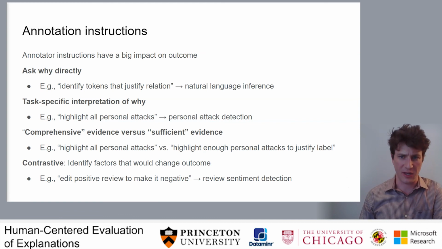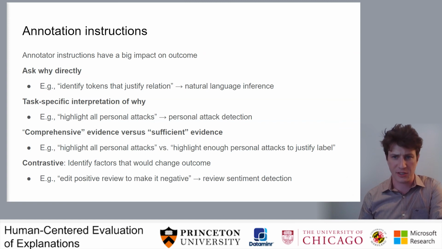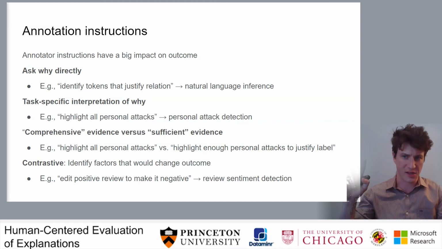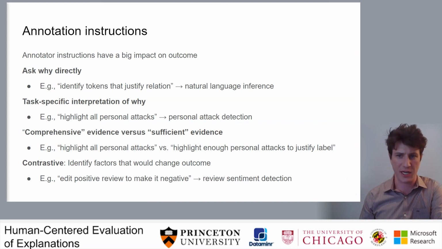In both cases, there is a distinction between asking for a comprehensive explanation that includes all of the available evidence versus a sufficient explanation that consists of just enough information to justify the label. In the personal attack detection task, we could have asked annotators to identify just enough personal attacks to justify the label. But for our downstream purpose, we decided that we wanted to target more comprehensive explanation. Finally, a somewhat different approach is the idea of contrastive explanations, where we ask annotators to change the input in ways that they think would change the label. The Contrastive Edits dataset is an example of this.